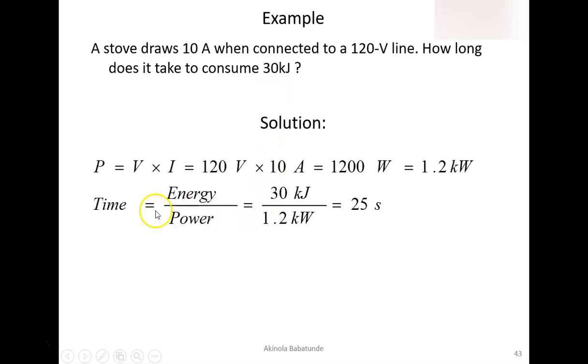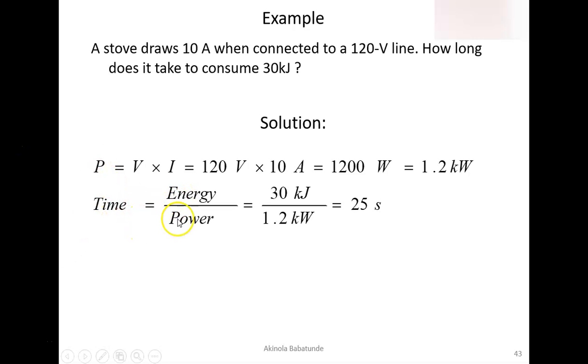This is the solution. We do know that power is equal to voltage times current. Our voltage is 120, our current is 10 ampere. So when you multiply those out, what you'll find is 1200 watts, which is the same thing as 1.2 kilowatt, because we said that kilo is 10 raised to power 3. So when you divide this by 1000, you have 1.2. This gives us 1.2 kilowatt. Energy is usually equal to power times time, or power is equal to energy over time, or time is equal to energy over power.